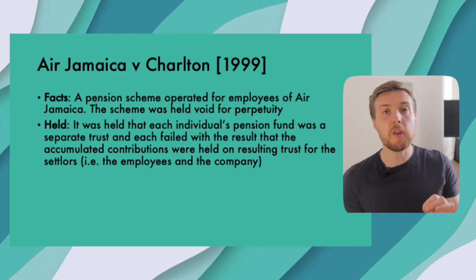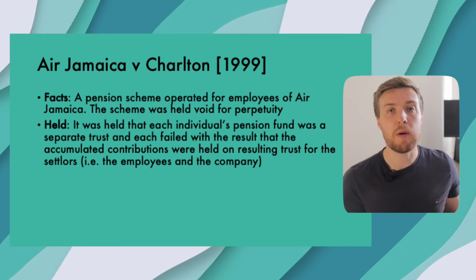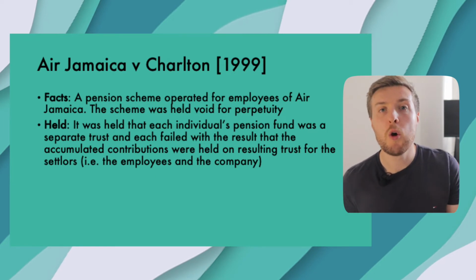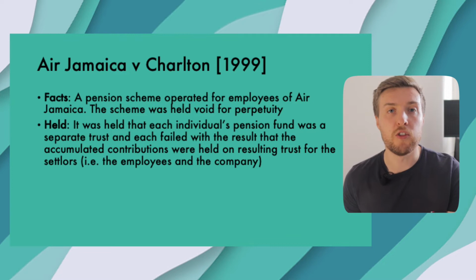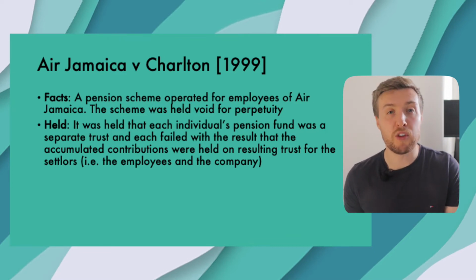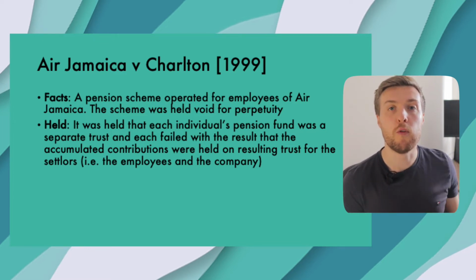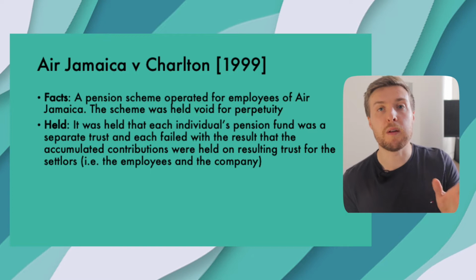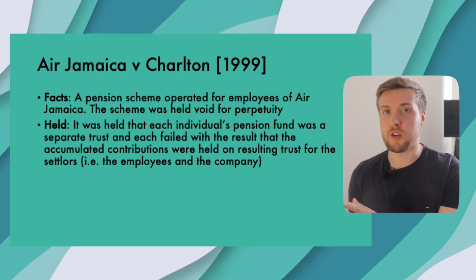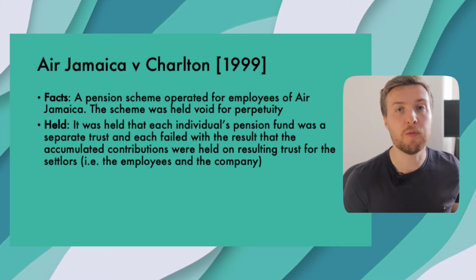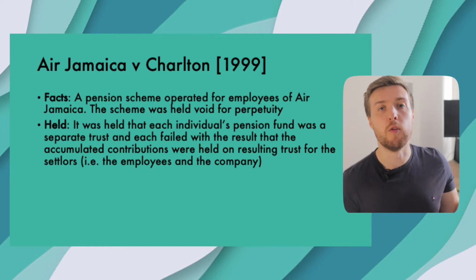It was held by the Privy Council that each individual's pension fund was a separate trust, which was formed at the time that the person joined the scheme. Each of these separate trusts failed with the result that the accumulated contributions were held on resulting trust for the settlors. The contributions made by the employee were held on resulting trust for him or her, and the company's contributions were held on resulting trust for the company.